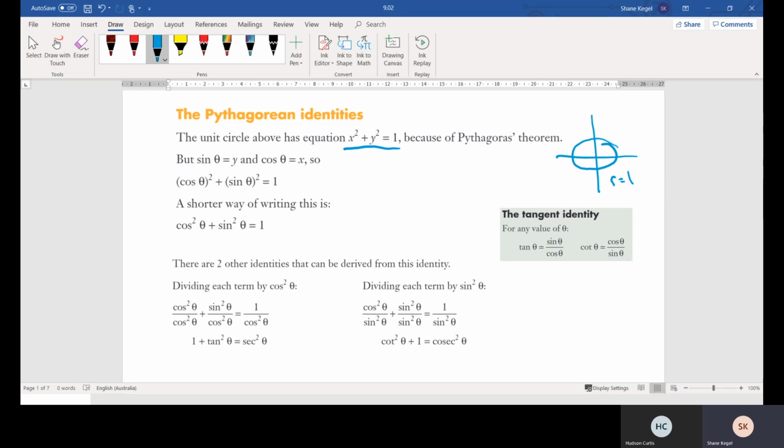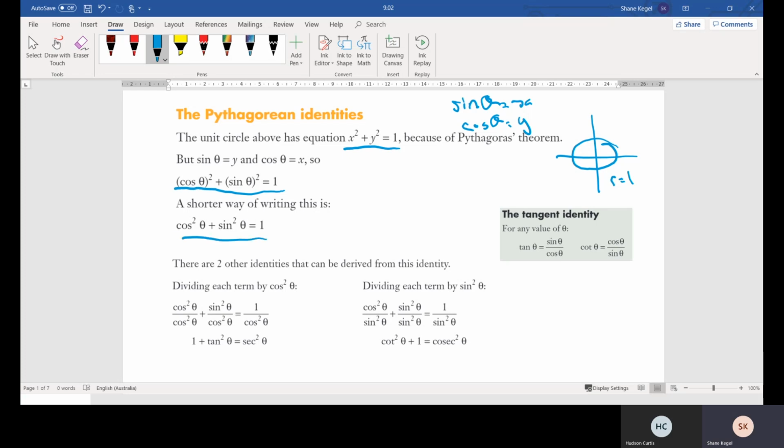And because of Pythagoras' theorem, and because going back to our sine theta equals x and cos theta equals y, I can just simply substitute those into my circle formula, and we get this value here. So I replace x squared, I replace x with cos, so I get cos theta squared plus my y, back to front, but same sort of difference. Yep, so cos squared plus sine squared equals 1.